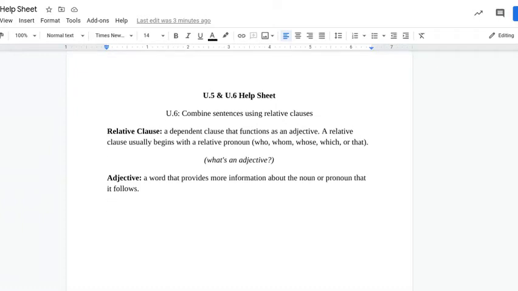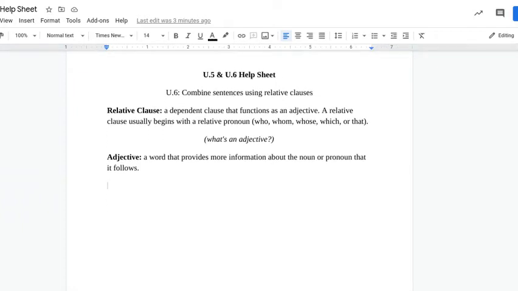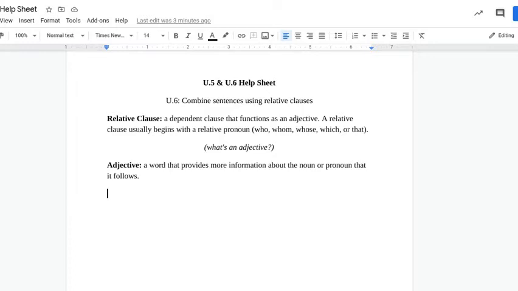This is the second part of your IXL help sheet for the week. We're doing U5 and U6. So right now this is U6: combine sentences using relative clauses.